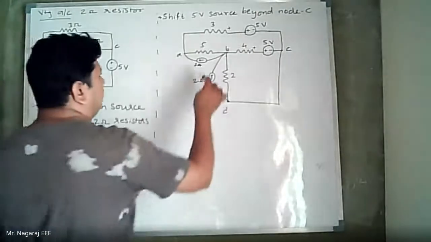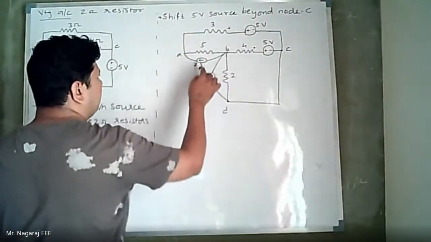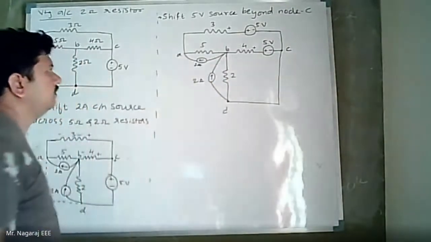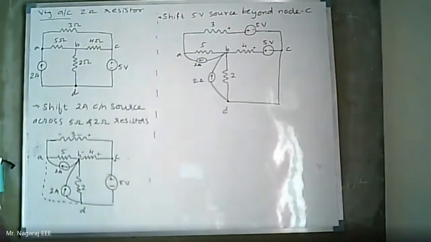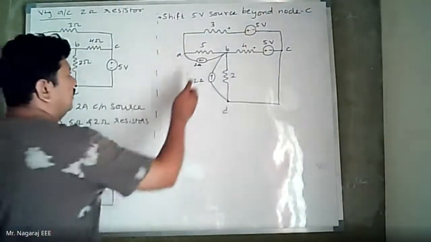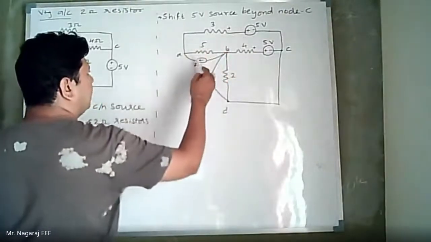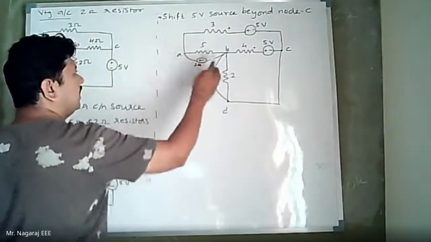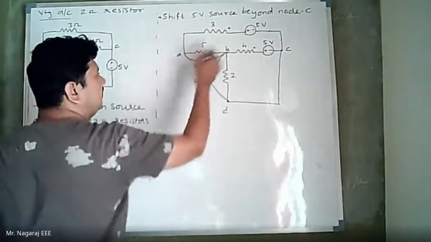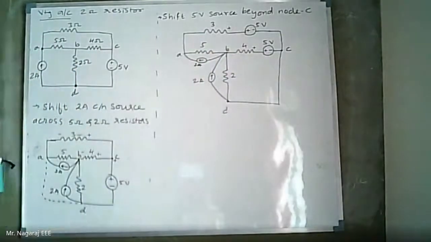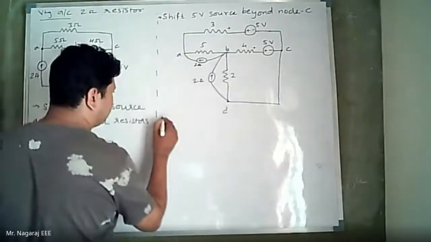Now, I will convert 2 ampere 5 ohm in branch AB into a voltage source. If I do that, then I will get 2 voltage sources in series, 5 volt 3 ohm and 5 ohm 2 ampere when converted to voltage source. These two will come in series, so that will be easy for us for simplification. Okay. So now you take next.